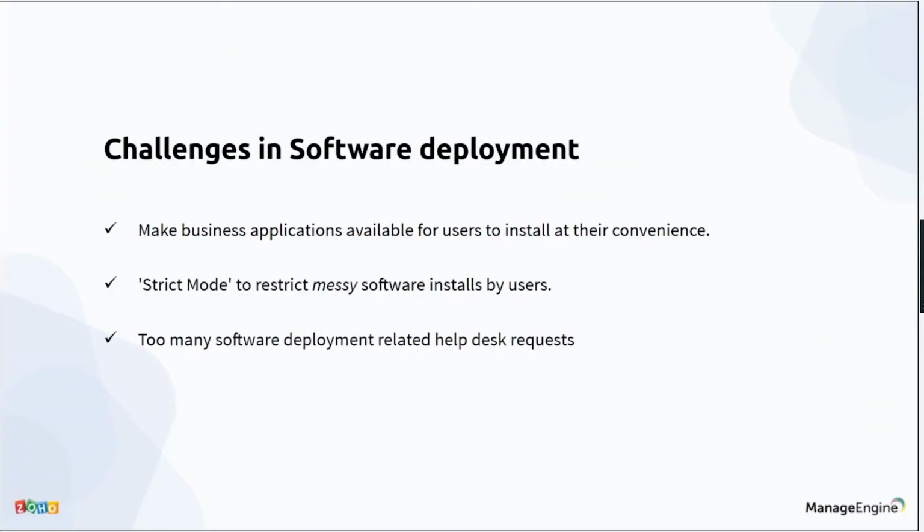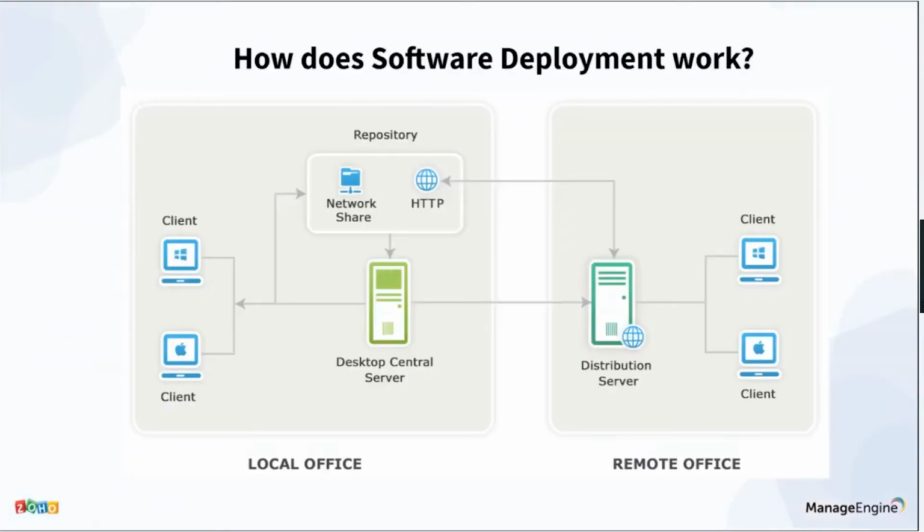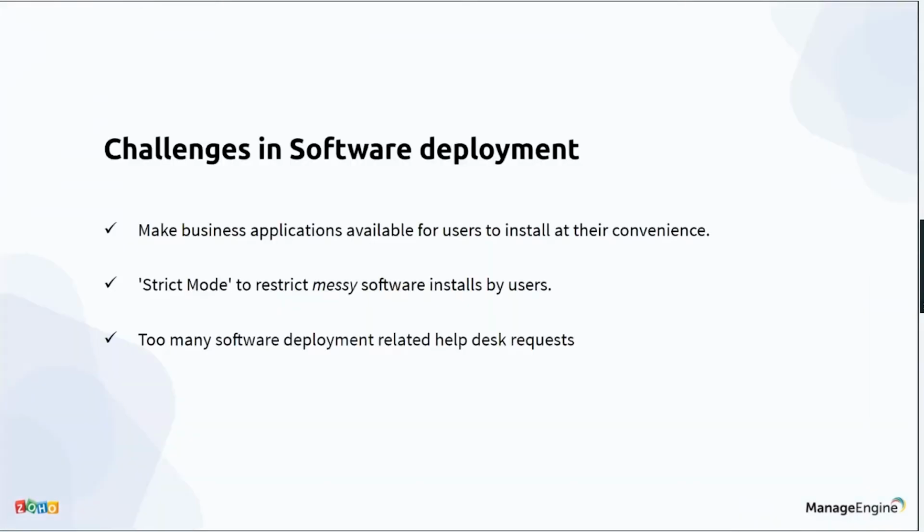Okay. So before we start, we would like to see the challenges that are faced in a traditional software deployment method. So first of all, we'll have to ensure that the business applications are available for users to install at their own convenience. They might be working from home or in office, so regardless of where they are, they should be able to deploy their own applications. We might also set up strict mode to restrict people from installing messy software or unwanted software in their environment. So that's something we need to do.